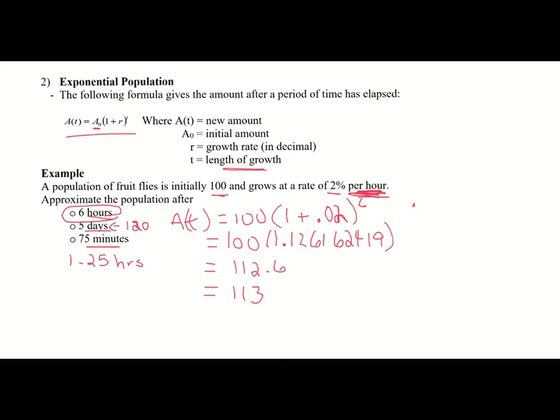All right, let's try 5 days. So we would do 100 times 1 plus my growth of 2% raised to the 120th power. So 1.02 raised to the 120th power is going to give me 100 times 10.765.